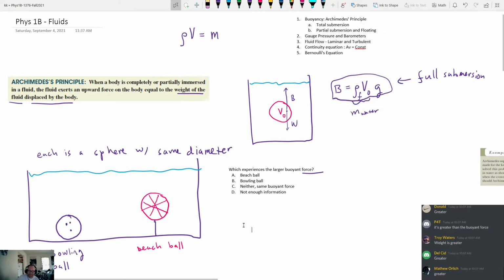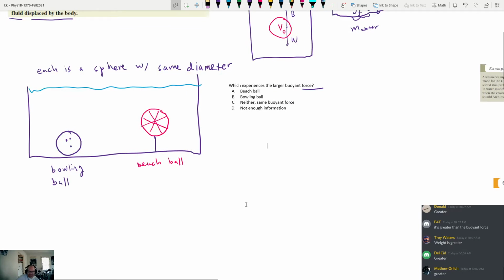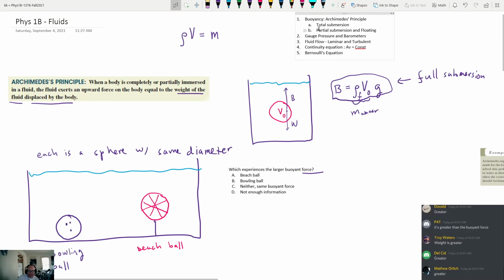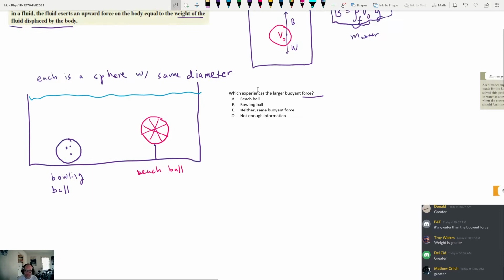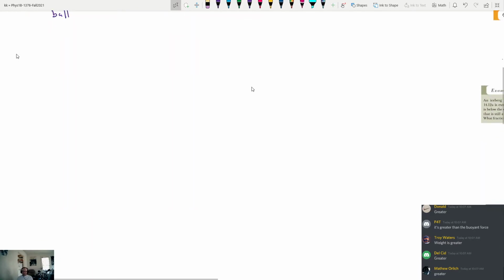Okay. Anyone have any questions? You'll have a pretty good understanding of where buoyancy comes from now and how you calculate it. So the next thing to talk about then is objects that are partially submerged. So let's look at that. We're still talking about buoyancy.